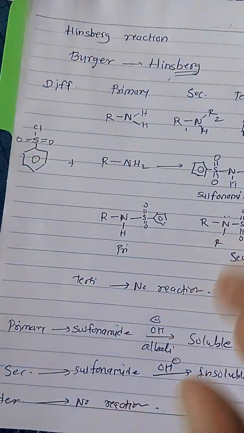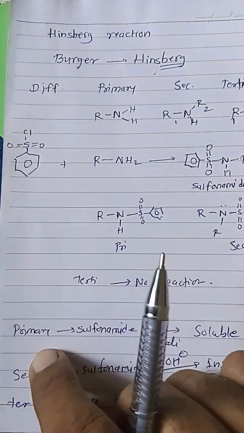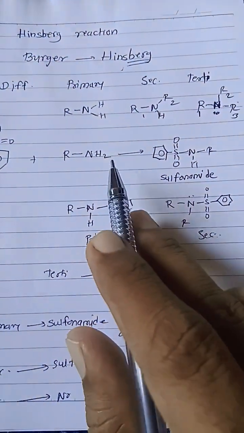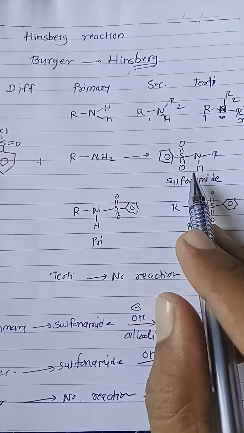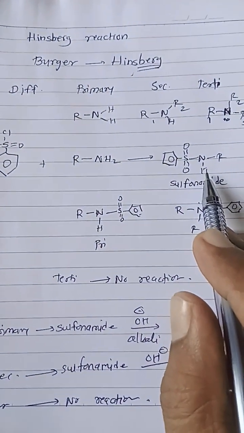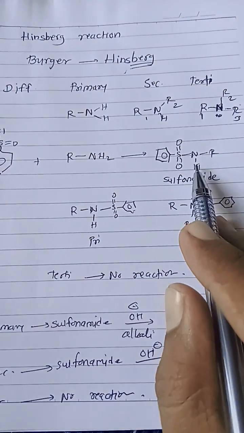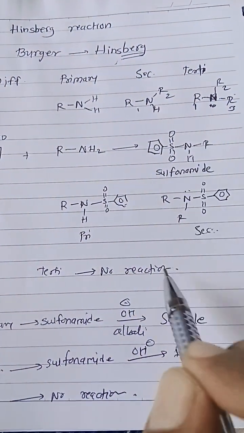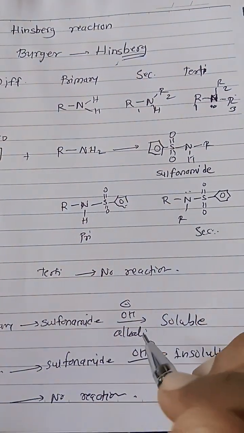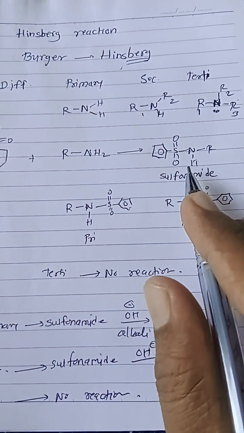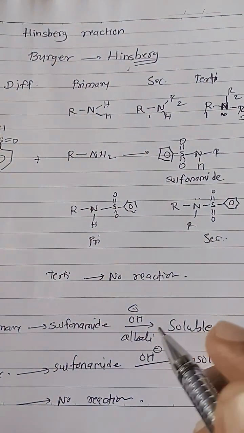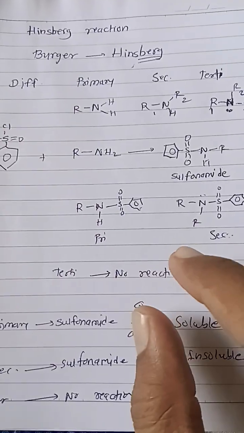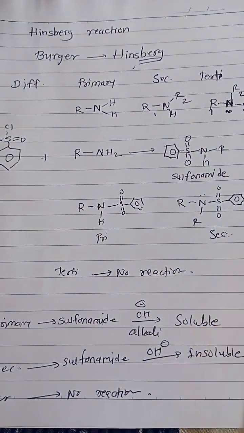But in the test, how can we see it? Very simple. When primary amine reacts, it will form sulfonamide. If you see the primary amine sulfonamide, it again has one hydrogen, and it is acidic because the bond is polar. It means that when we add this solid substance to an alkali solution, it will abstract this hydrogen, form a salt, and be solubilized. So the primary product, sulfonamide, when added to alkali solution, will be soluble.